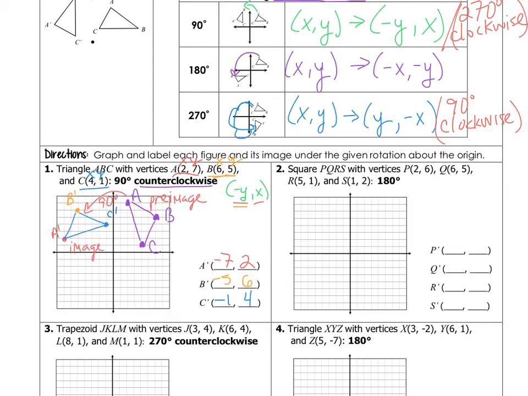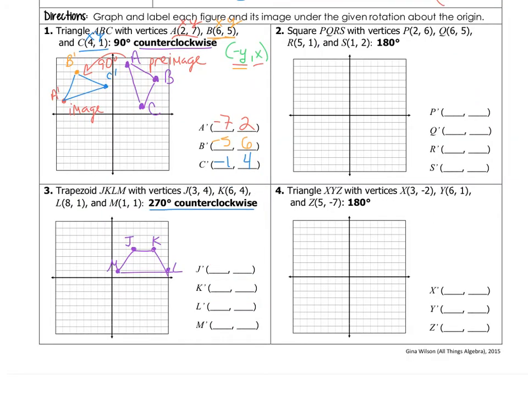I also labeled on there which is my pre-image and which one is my image, because we had to graph and label it. I didn't have to write that, but I just wrote that just for you. We are going to jump down to number 3, and we are moving this trapezoid.